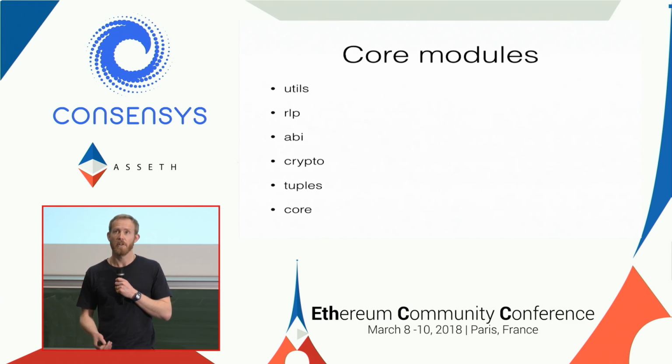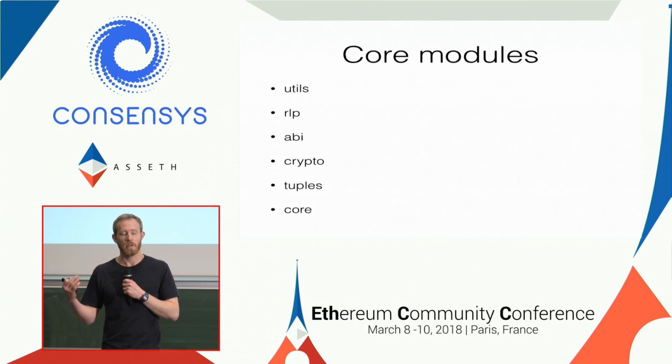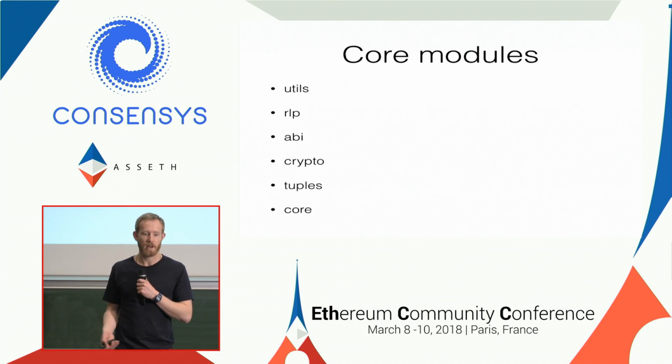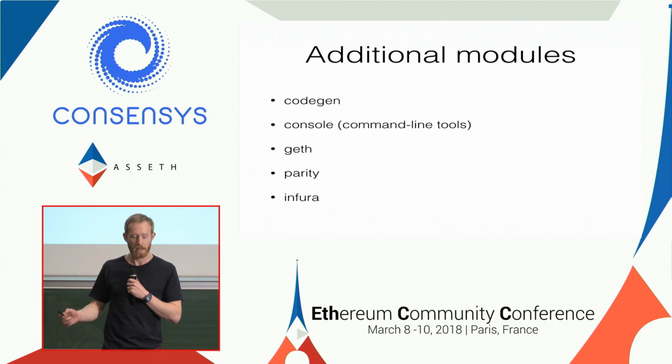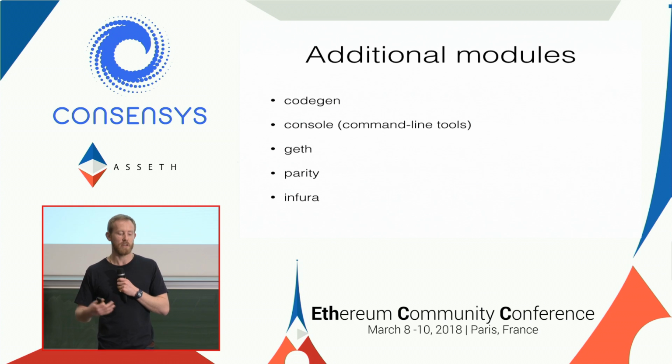I mentioned earlier about how Web3j is modular now as well. So here are the core modules that you have. They're done in sort of dependency order there. We've got utils, you've got RLP encoders and decoders, ABI as well. Then there's the crypto library. Core is the core part of Web3j. Then you've got pieces for working with the code gen, Geth, Parity, and Infura too, if you want to use that.